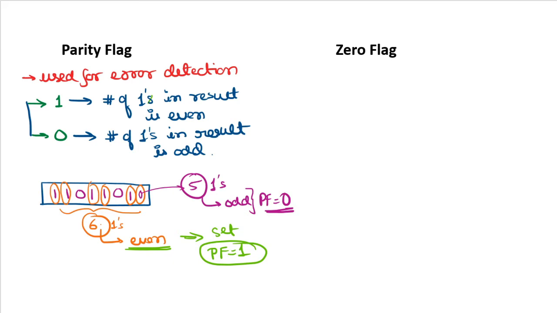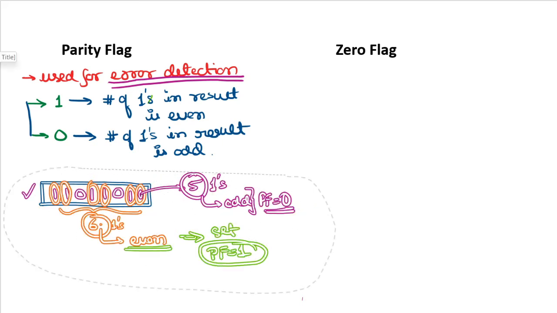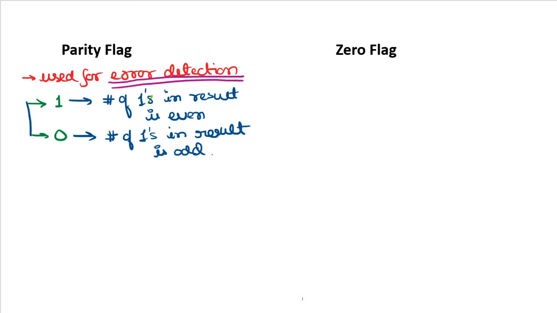Now you might be having this doubt like how this parity flag can do this error detection, right? How is it helpful when we try to do this error detection in our result? Let me give an example here. Let me take two scenarios. Scenario one.